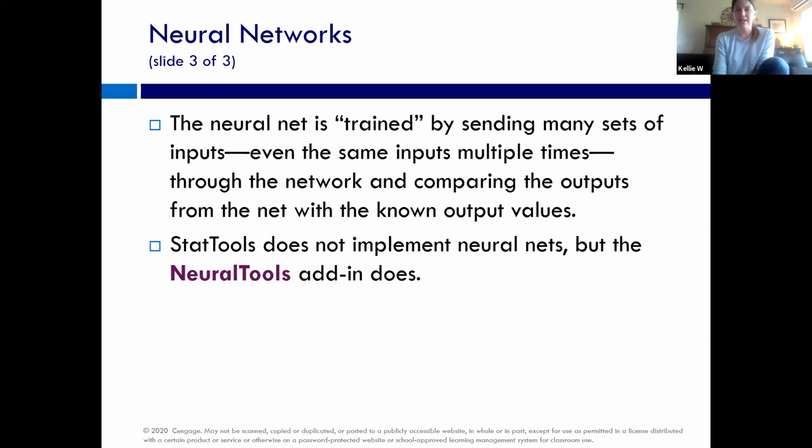Much more complicated. These neural nets are trained by sending many sets of inputs, even the same one multiple times, through the network, and then comparing the outputs from the net with the known output values. So the learning style for these is a little bit different.